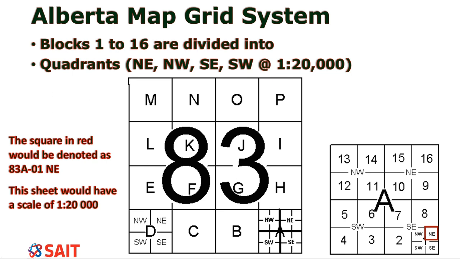This particular scale was produced by the Alberta government. They've quit producing it and left it to the commercial industry to do all the mapping for them now. So they're not available for us anymore. But I have a copy of an old one if you ever want to see it. So 83A01 Northeast is how we would write the old Alberta grid system.